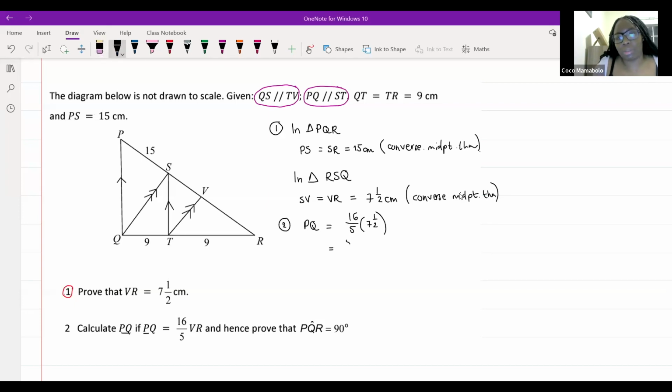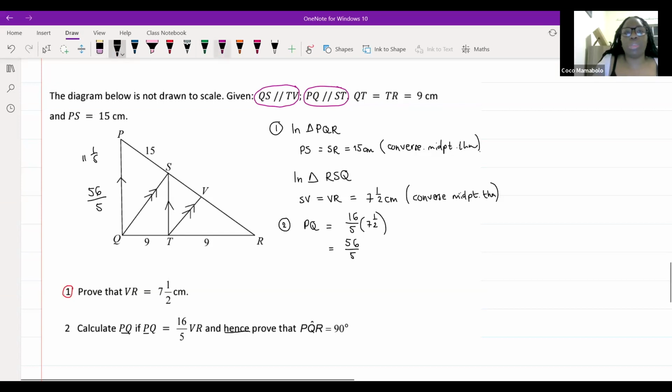All right, so we know that PQ is equal to 56/5, which can also loosely translate to 11.2. It's actually 11 and 1/5, which doesn't really make a difference. Okay, now it says hence.